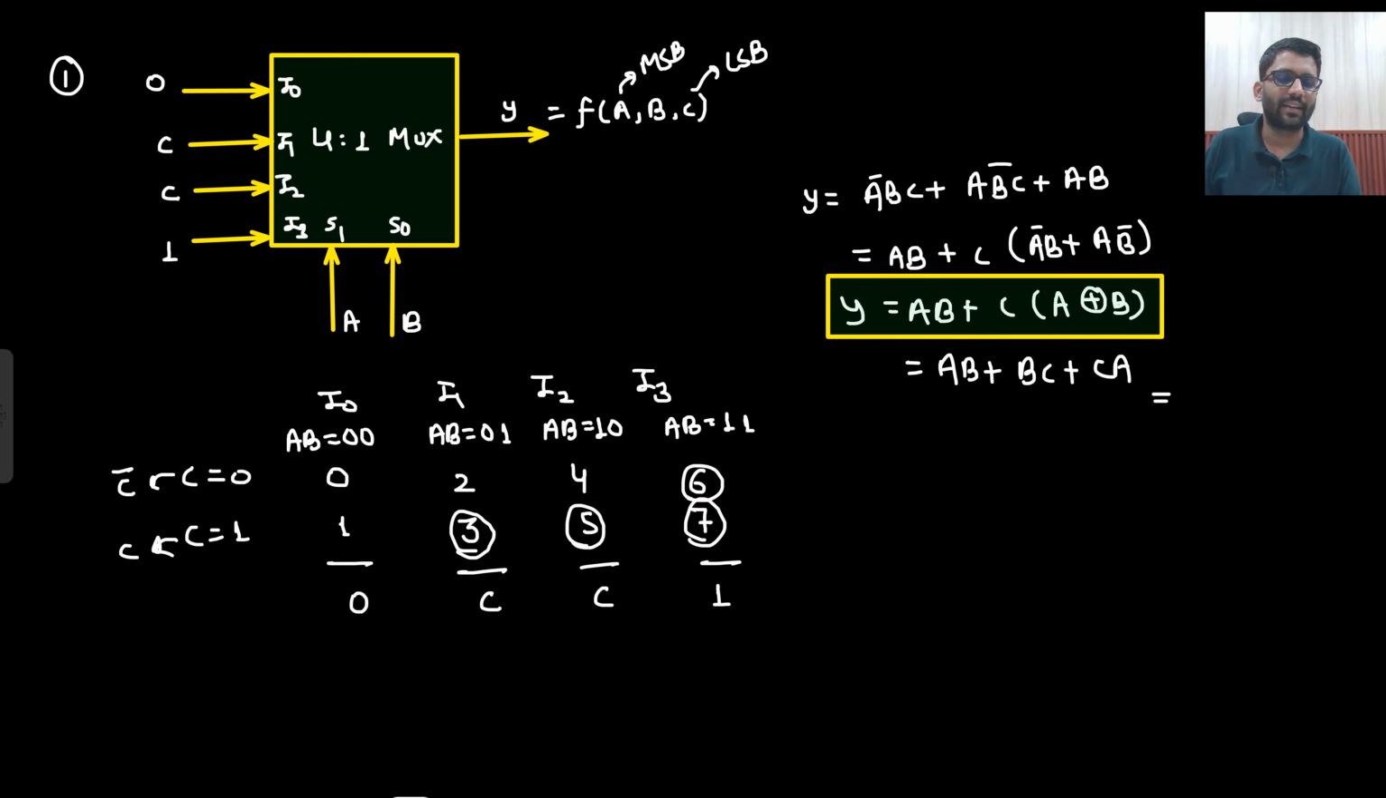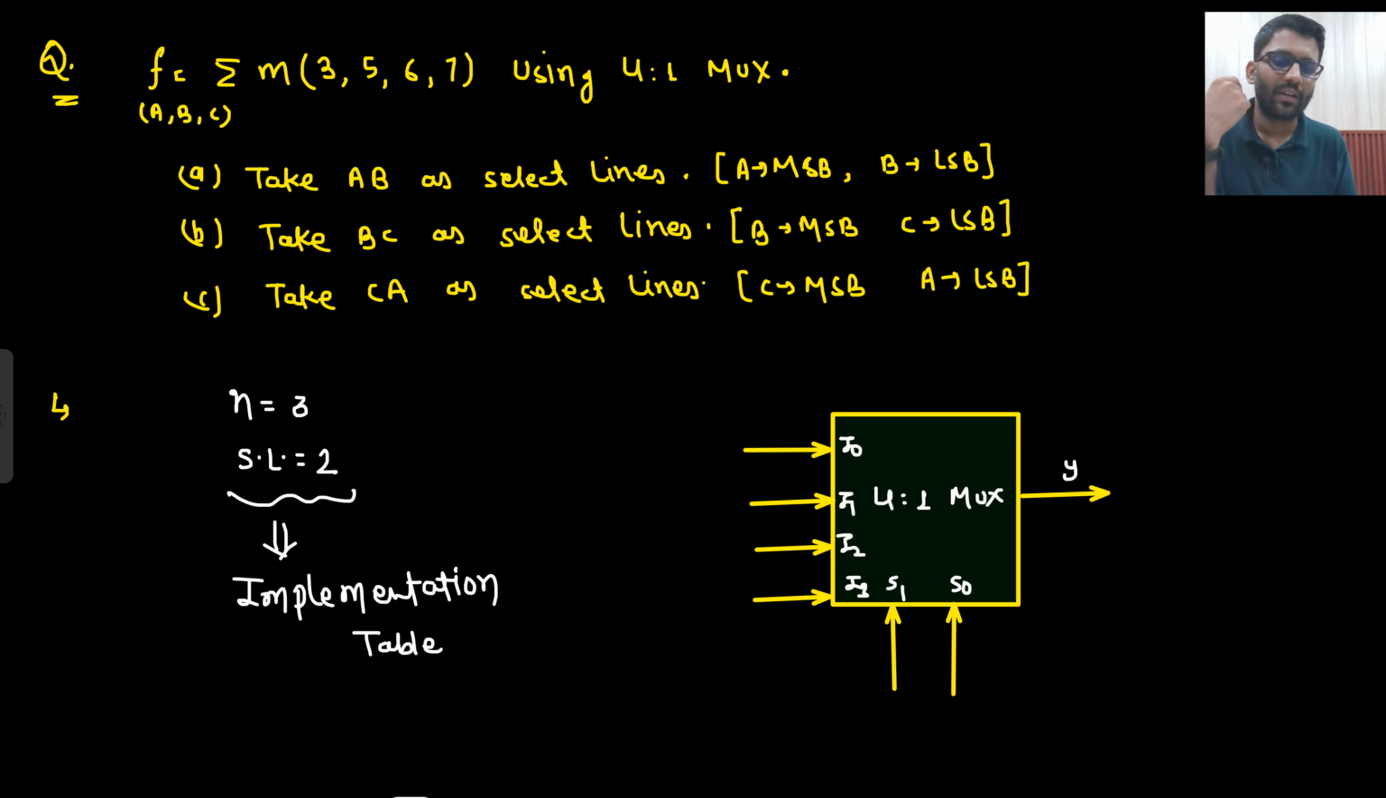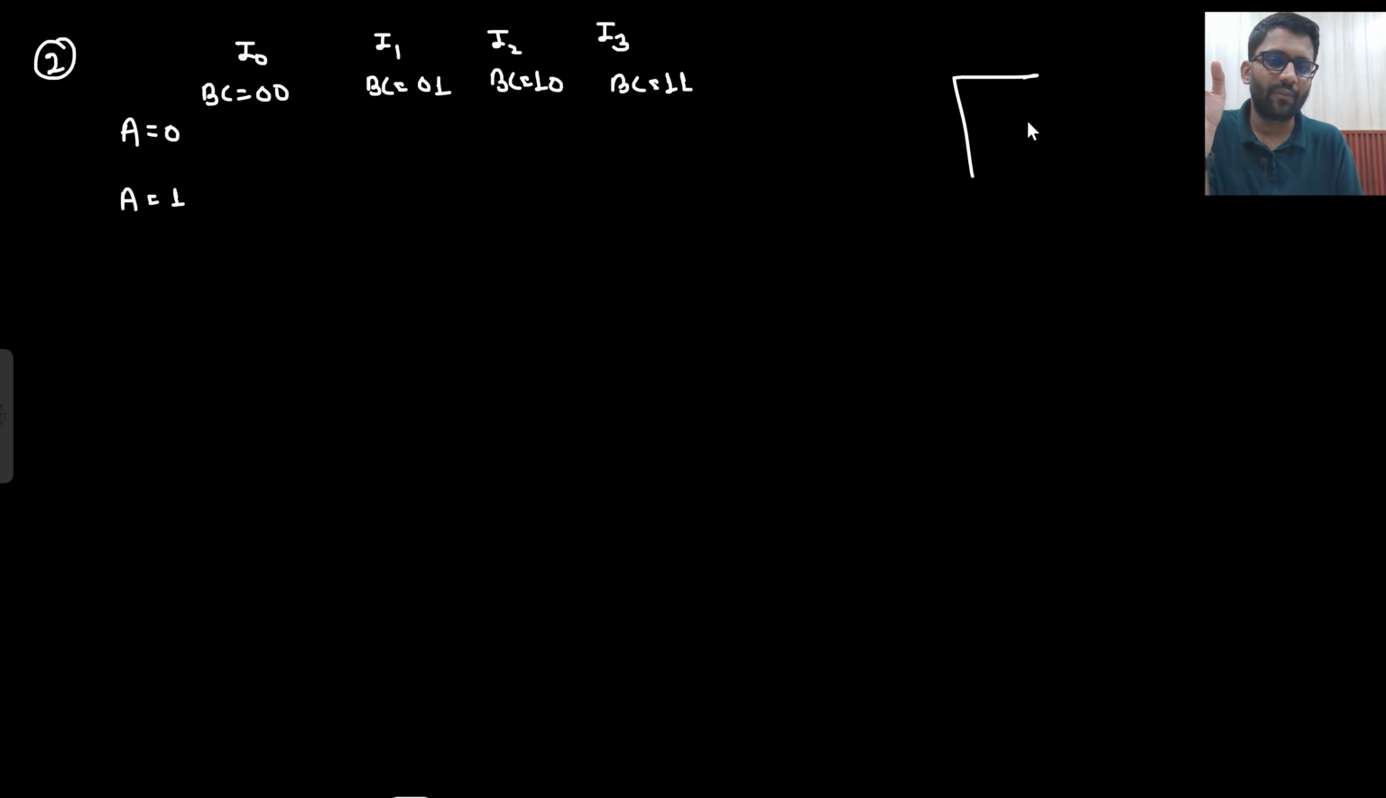You need to take BC as the select lines. So what is in our control? A is in our control. So A is equal to 0, A is equal to 1, with I0, I1, I2, I3. BC can take 00 value; if it takes 01 value, it would be 1; if it takes 10, it would be 2; if it takes 11, it would be 3. B is MSB and C is LSB, so B will be S1 and C will be S0.